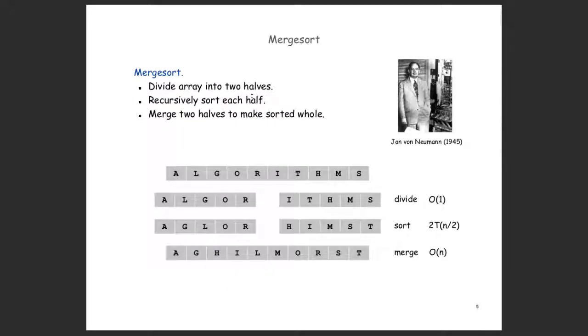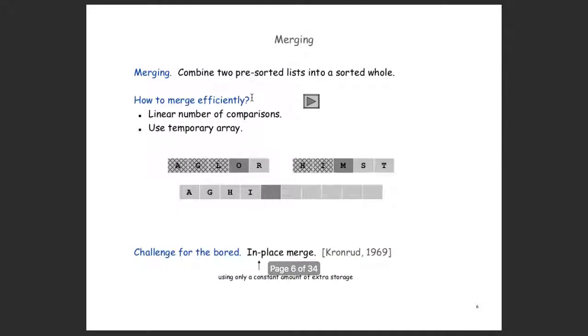The idea is to divide the array into two halves, recursively sort each half, and then merge those two halves to make a sorted whole. Merging is fairly easy to do efficiently. It takes order of n, except that it takes extra memory, so if you do merge sort, you go swapping your arrays over and over. On the other hand, merge sort is actually guaranteed n log n. Quick sort is not. Quick sort just usually works.